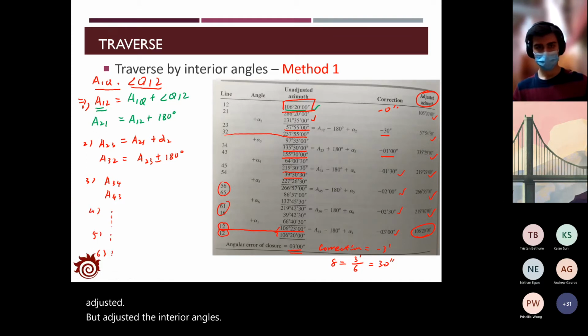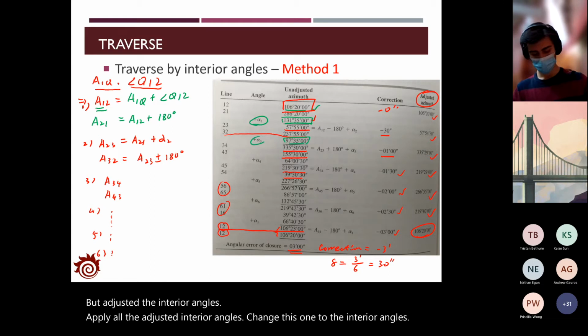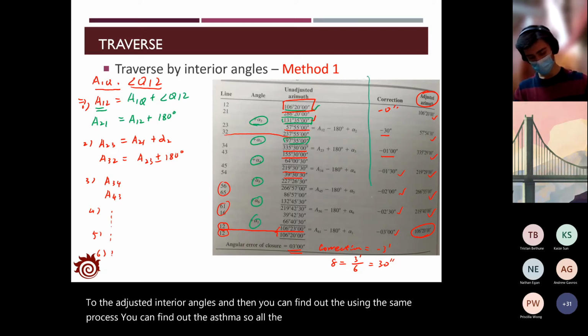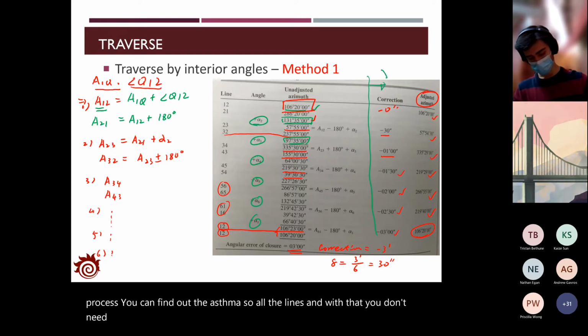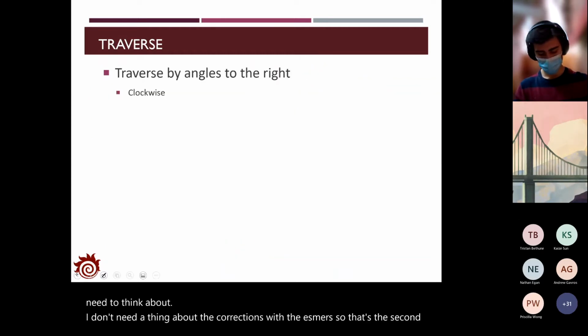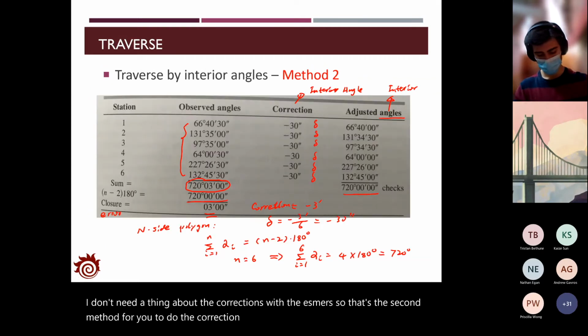Apply all the adjusted interior angles, changing this one to the adjusted interior angles, and then you can find out, using the same process, the azimuth of all the lines. And with that, you don't need to think about the corrections with the azimuth. So that's the second method for you to do the correction with respect to the interior angle directly.